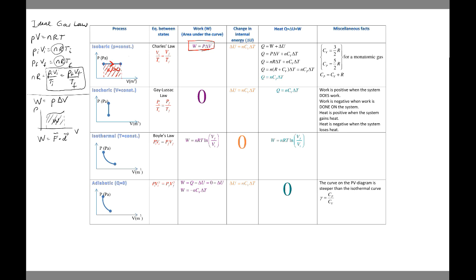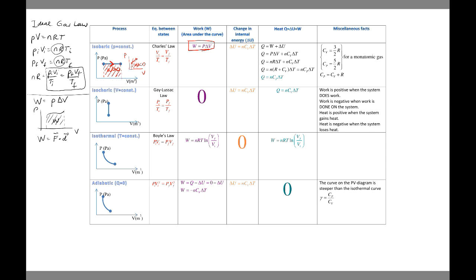But if we had a situation in which the initial volume was larger than the final volume, and this is not an isobaric process because I didn't draw the line to be parallel to the V-axis. But if we have the final volume being less than the initial volume, then the area under the curve would be the work, but it would be less than 0. So what this says is that in this situation, work is done by the system, and in this situation, work is done on the system. So work is negative.